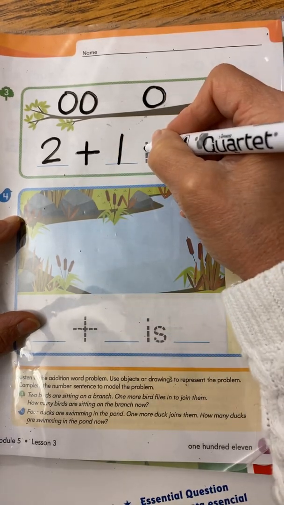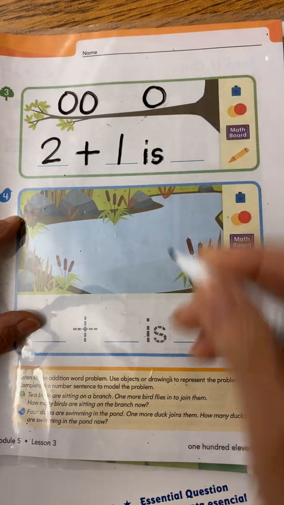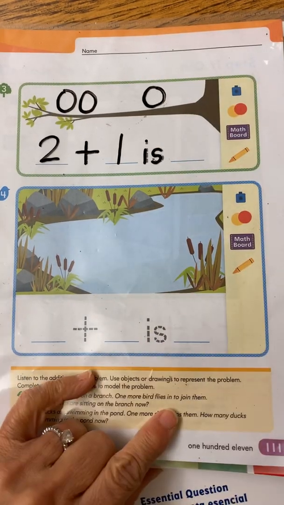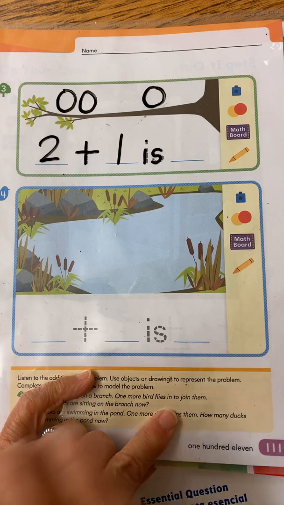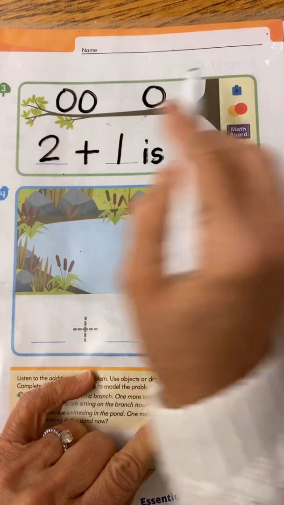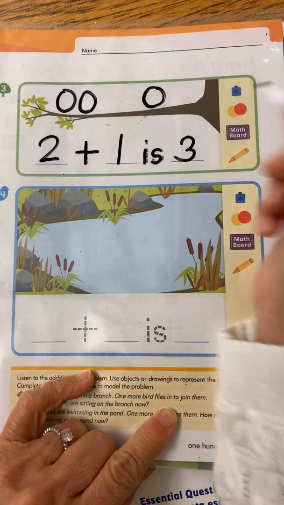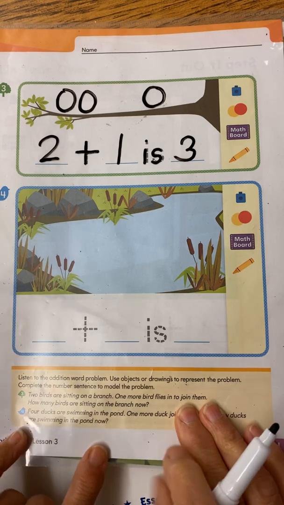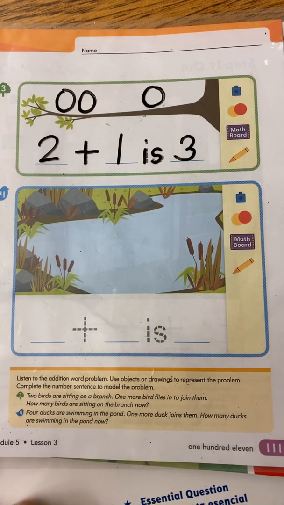Let's trace that word, is. 2 plus 1 is, now you have to count them all together, and write that number at the end. 3. Good job, boys and girls. Let's go ahead and go down and listen for the next one. You have to be a good listener.